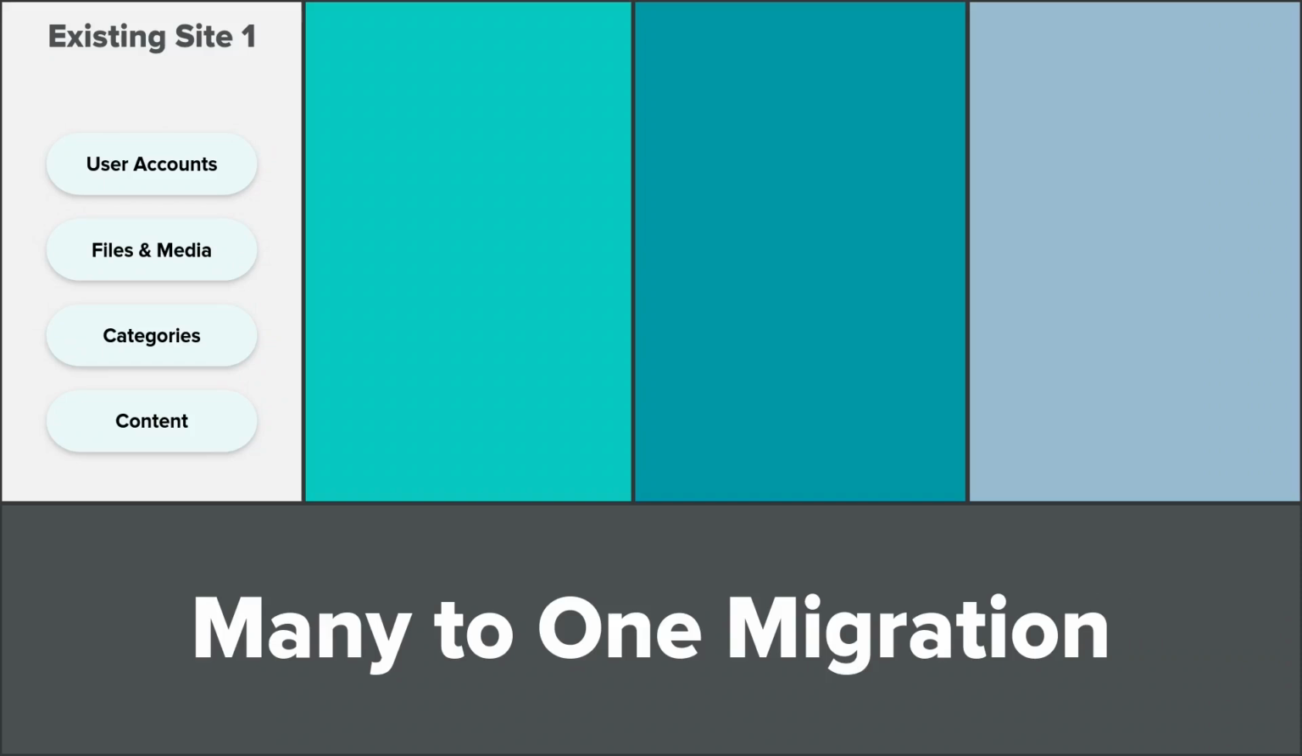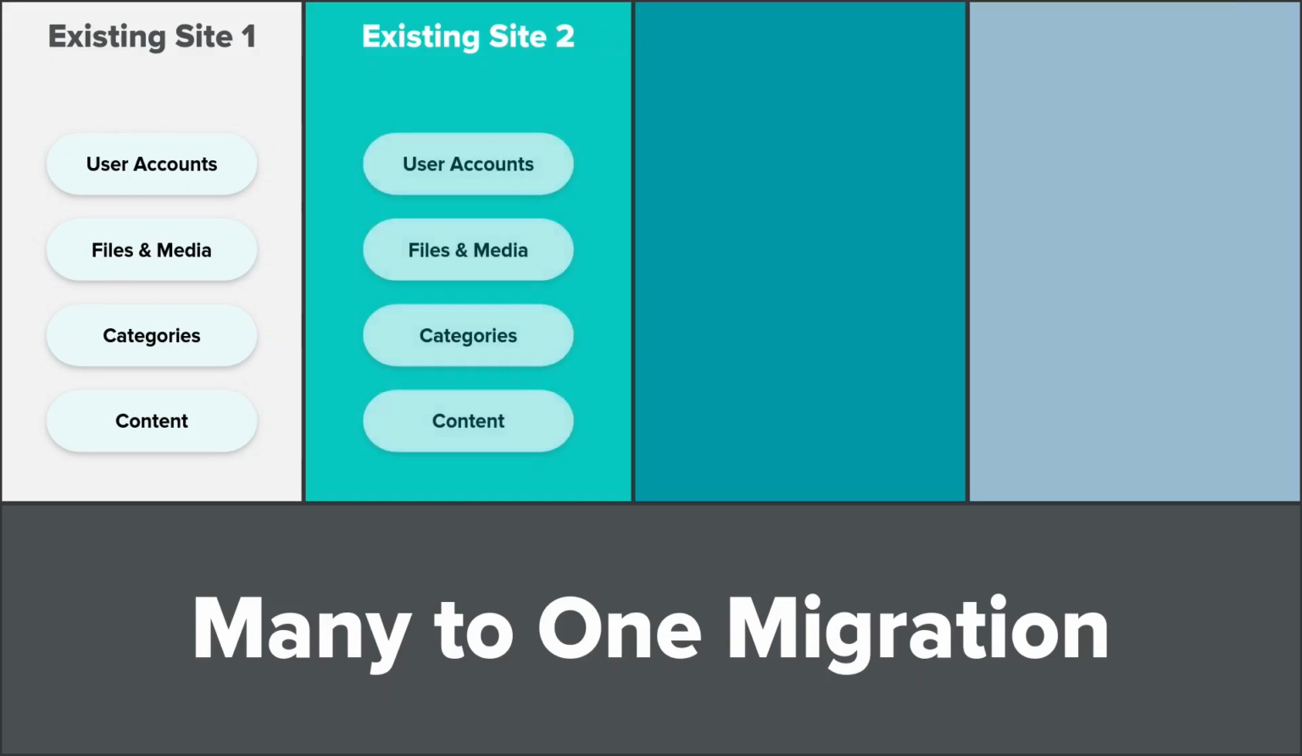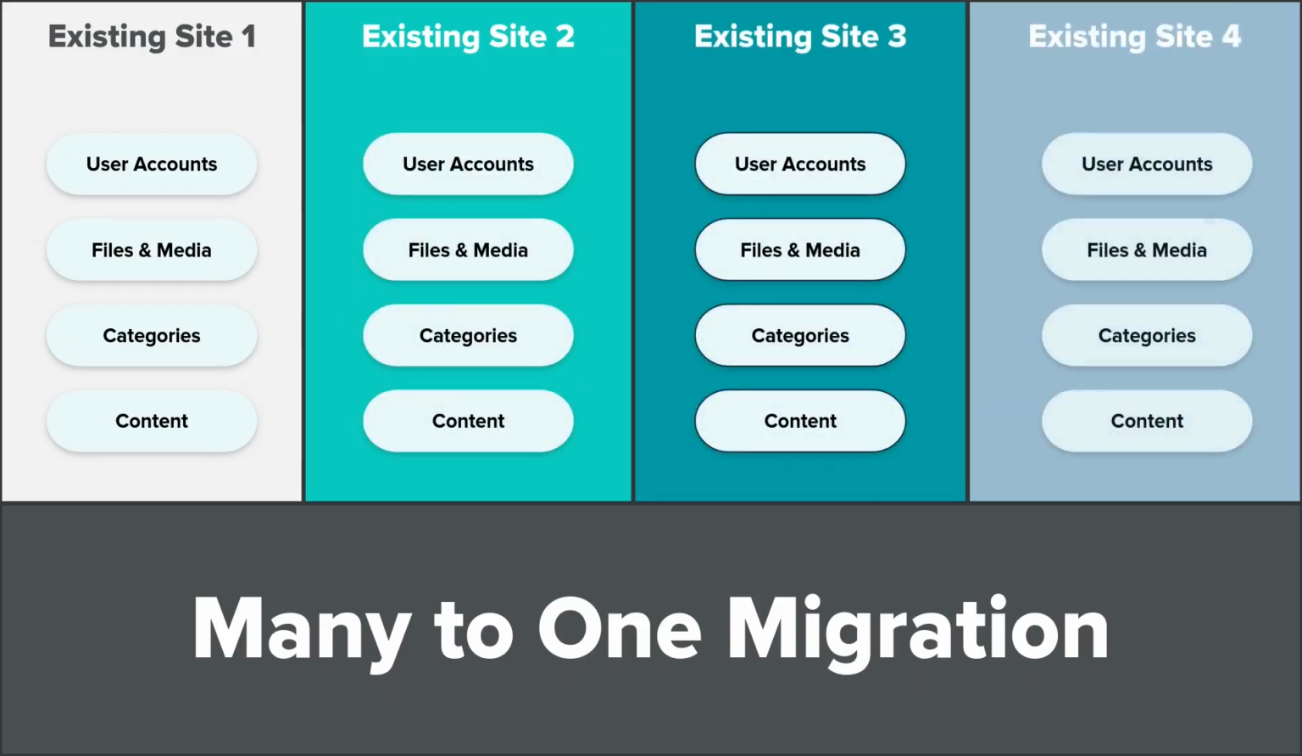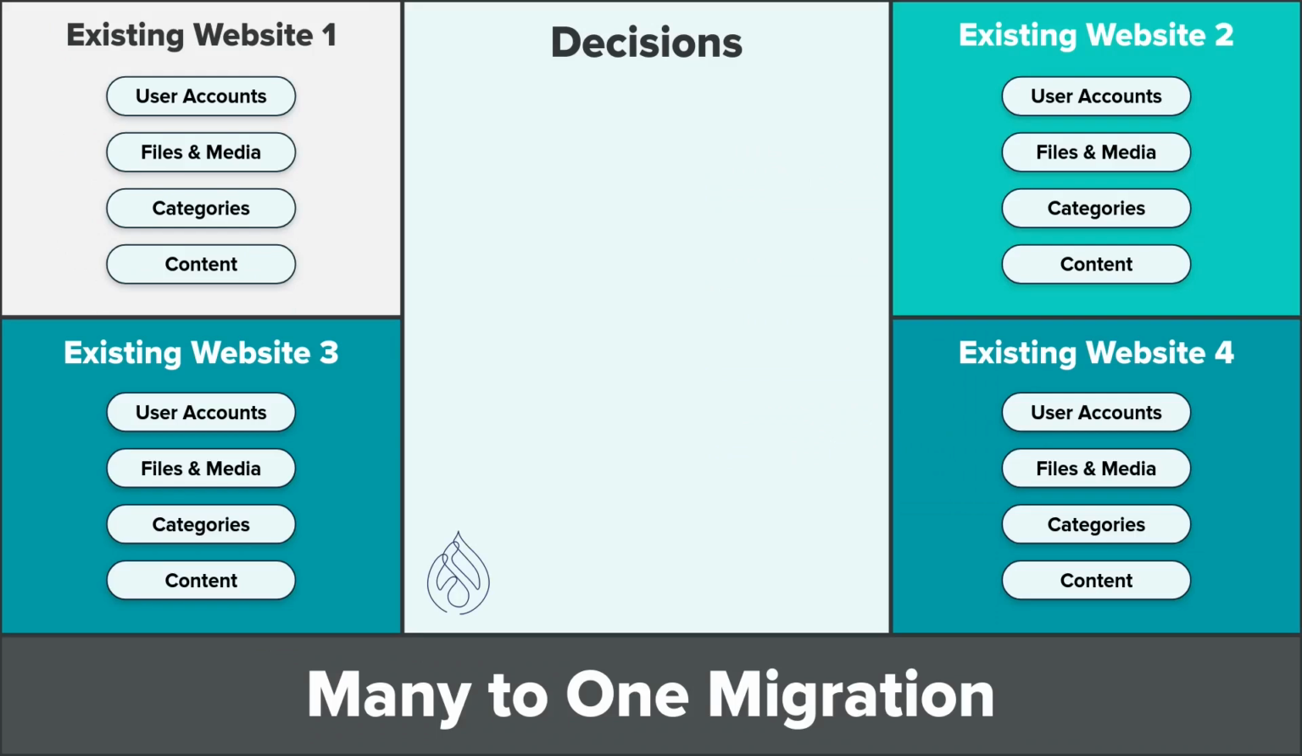But what happens if you have 2 sites? Or maybe 3 sites? Perhaps you have 4 sites. All of these sites have their own user accounts, their own files, their own categories, their own content, their own business logic. What do you do in this situation? How do you handle these additional websites? So at this point, we need to make some decisions on what to do.